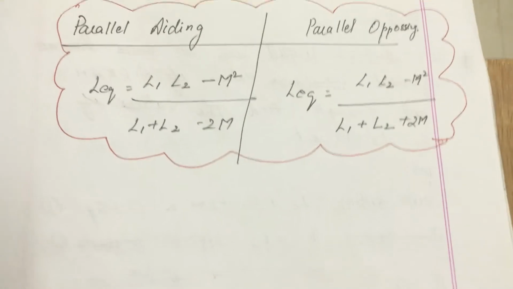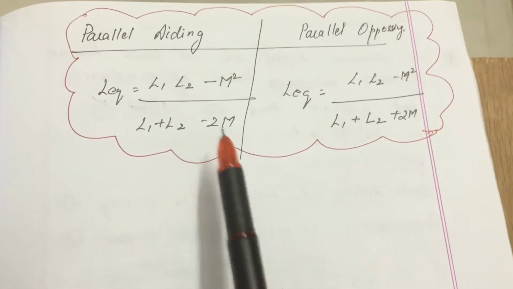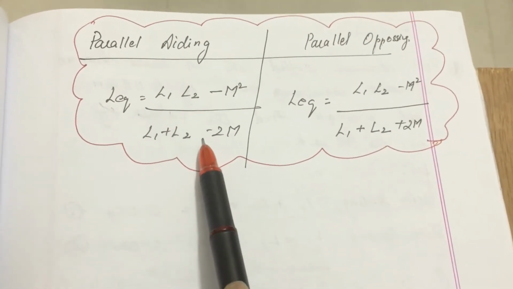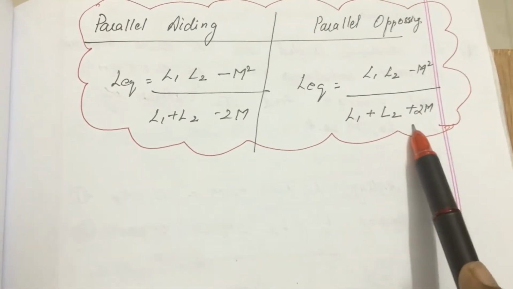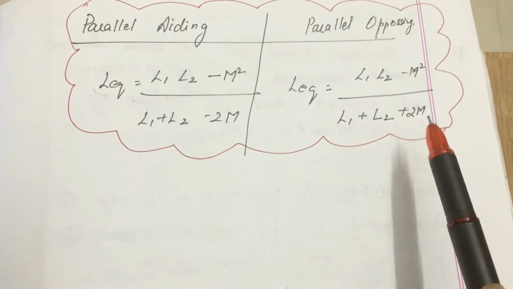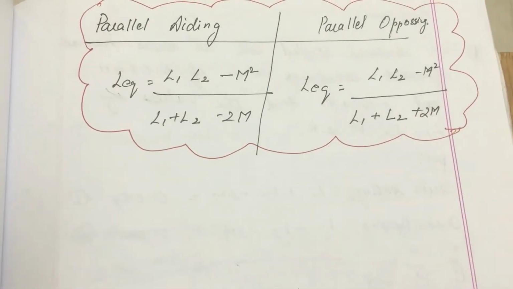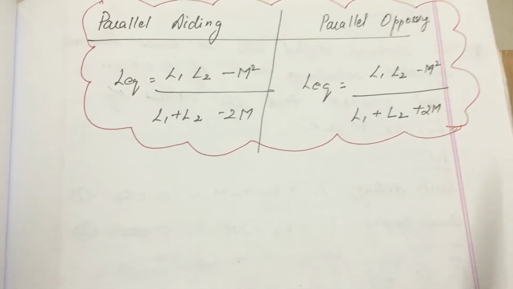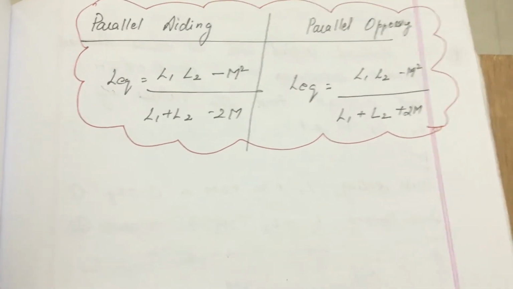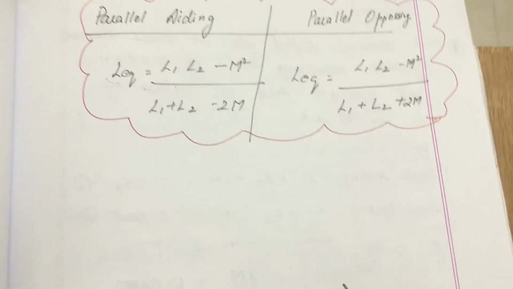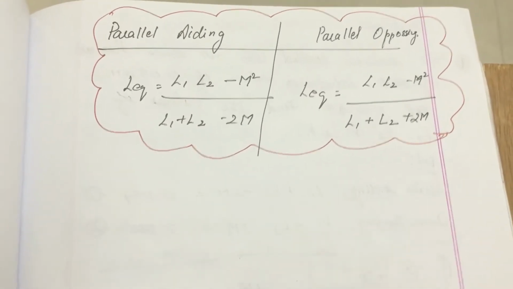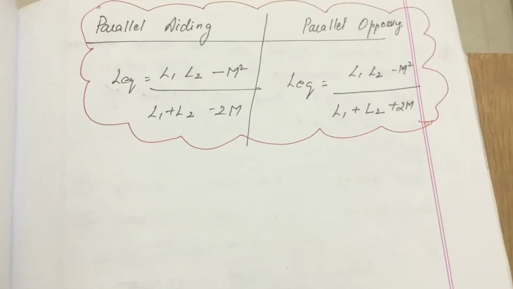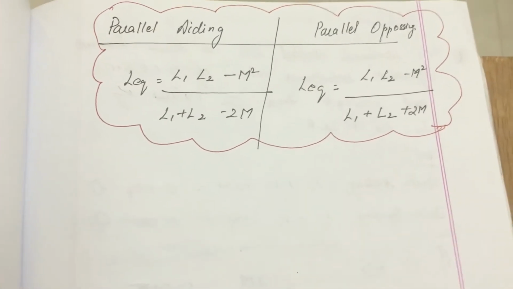So this is the comparison for parallel aiding and parallel opposition. For parallel aiding, I would have got minus 2M here. For parallel opposition, I will have got plus 2M. So these are the last two methods of combination of coupled circuits. So we have seen all four combinations of coupled circuits: one is series aiding, second is series opposition, third is parallel aiding, and fourth is parallel opposition.